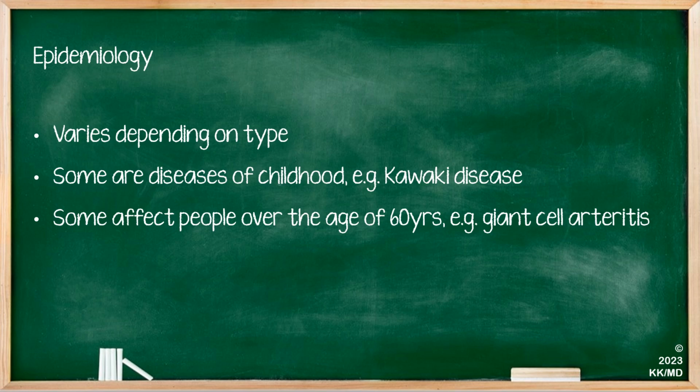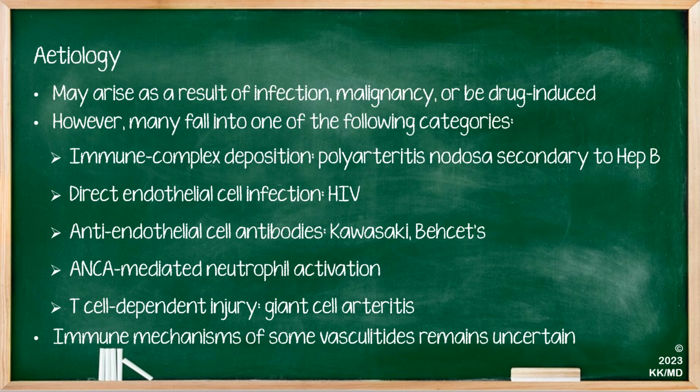And as you might expect, the epidemiology does vary depending on the subtype. So, for example, some are diseases of childhood, such as Kawasaki disease, and some affect the people over the age of 60, such as giant cell arteritis. And we'll learn more about both of these as well as others in coming episodes. Vasculitis may arise due to many factors such as infections, malignancies, and can even be drug-induced.